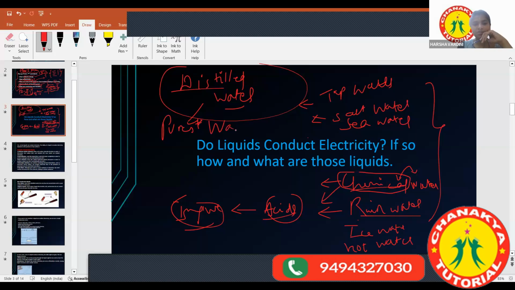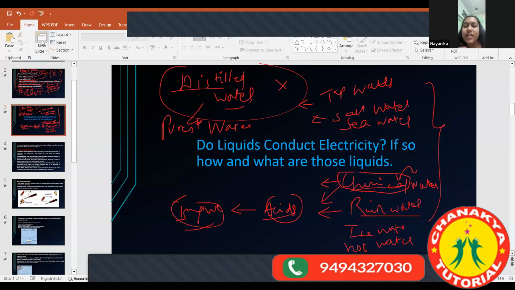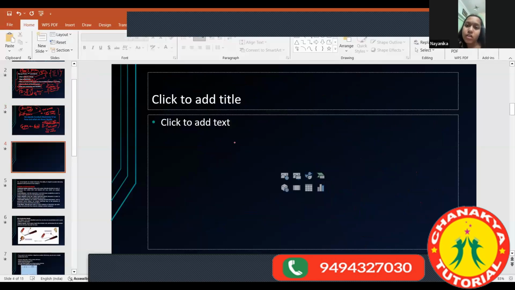So my question is, why is it not conducting and why are all these conducting? Ma'am, because pure water doesn't have salts. All the other water has salts in it. Salt is the conductor. Distilled water doesn't have any salts. Okay. So water does not have salt, so this allows electricity to be conducted. Okay.